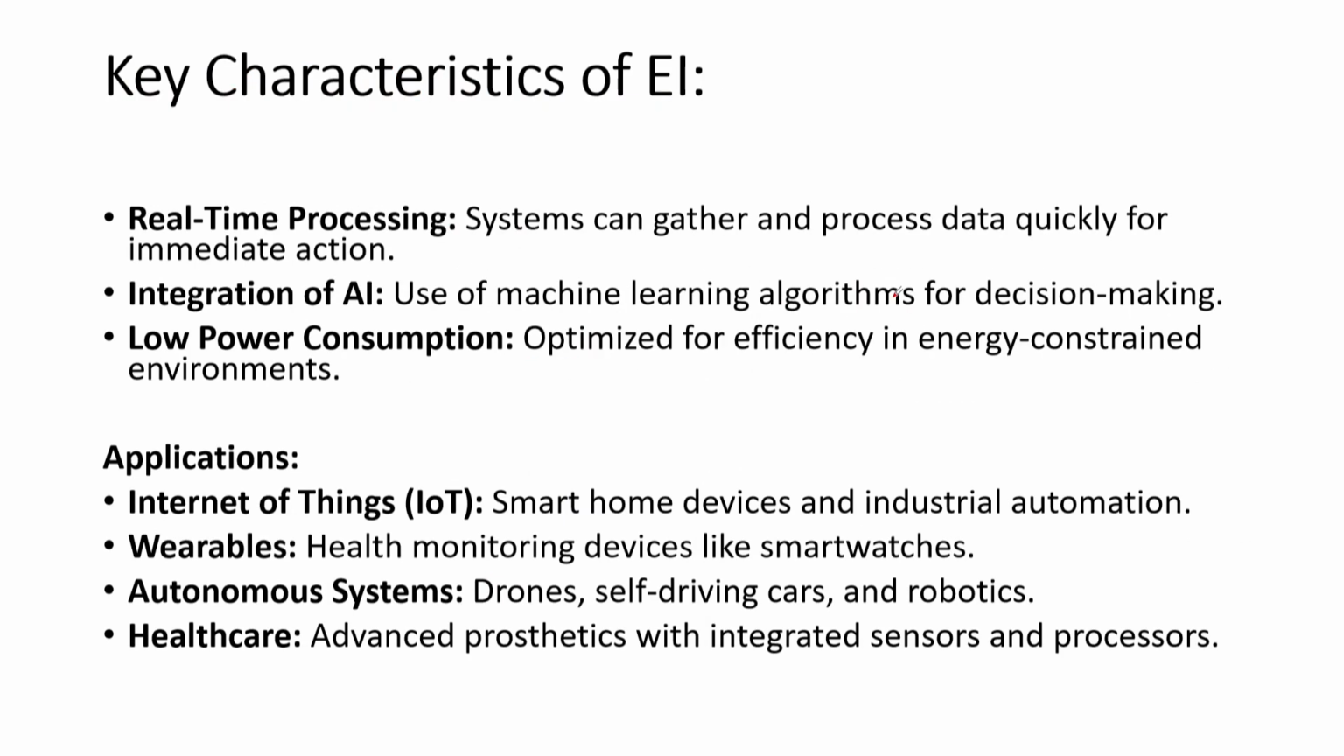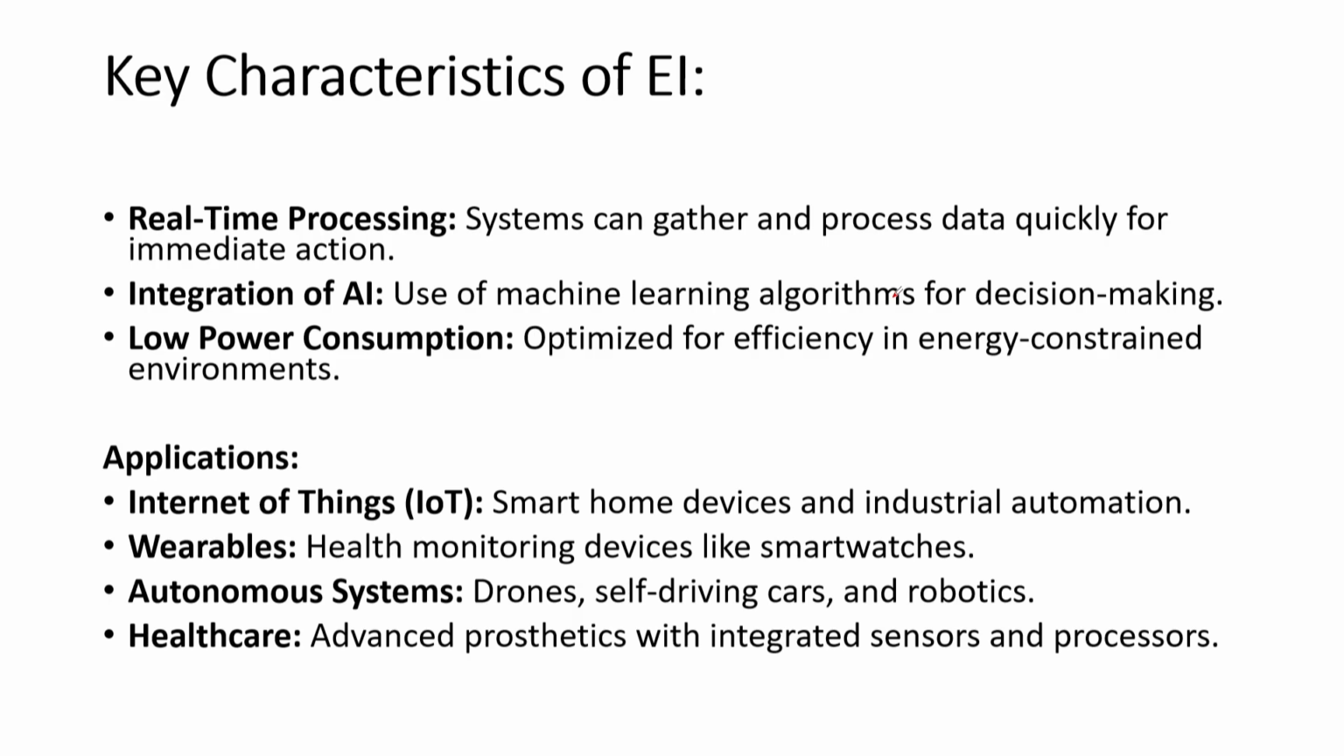Now, what are the key characteristics of an EI system? The first important characteristic is that it can do real time processing. Systems can gather and process data quickly for immediate action. Another advantage of EI is that it can be integrated with AI, so machine learning algorithms can be used for decision making with an EI system. Further, an EI system needs very low power consumption, so it is optimized for efficiency in energy constrained environments.